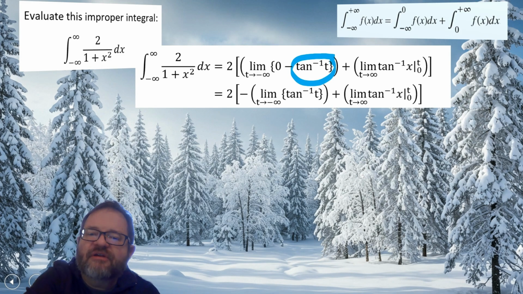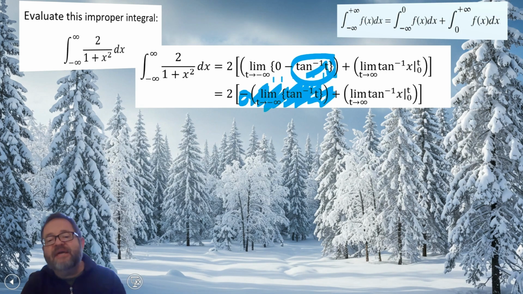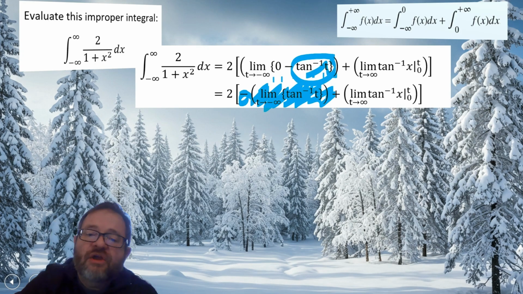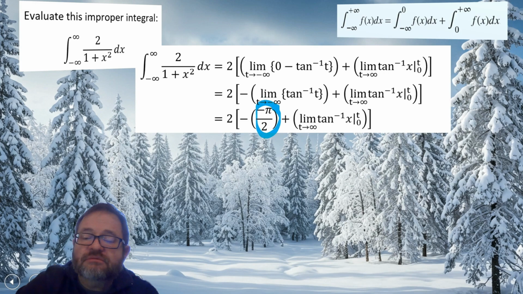Actually, there's a little bit of algebra here. This was 0 minus that, so we had negative inverse tangent of t, and then I pulled the negative sign out in front. I wouldn't have had to do it that way, but that's the way I did it. Then looking at the graph, we decided that the limit as t goes to negative infinity of the inverse tangent of t sure looked like negative pi over 2.